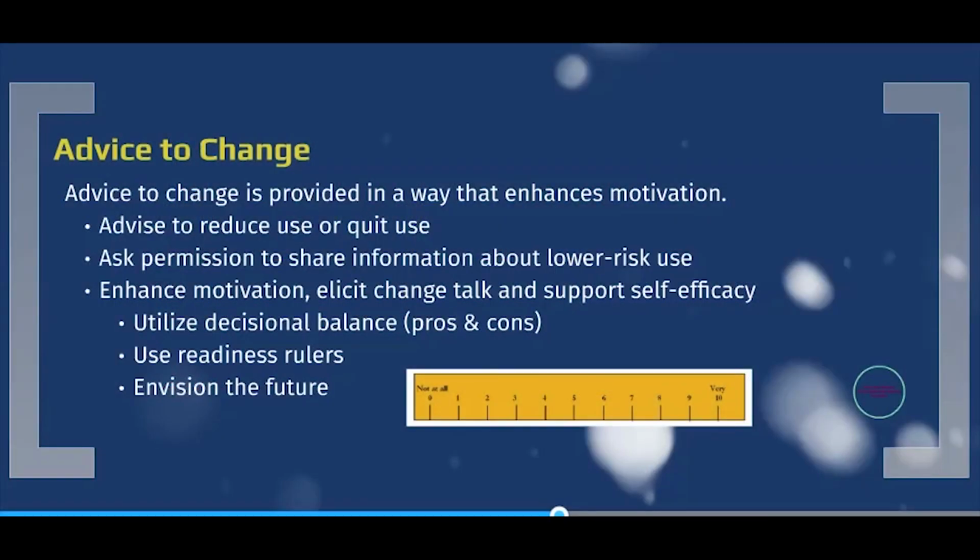The provider can evoke change talk in patients by asking open-ended questions, utilizing decisional balance and pros-cons exercises. It can be helpful to first have the patient talk about what they like about their substance use, the good things, and then ask about the not-so-good things. Lastly, engage the patient in a conversation about what any change might look like.